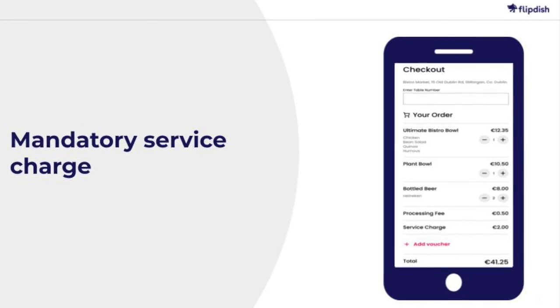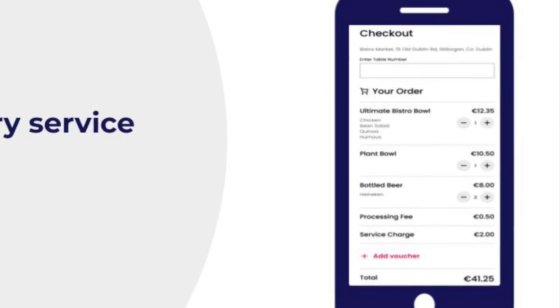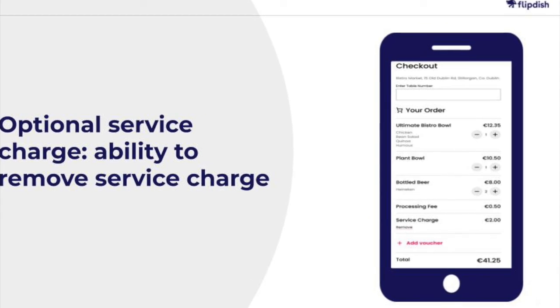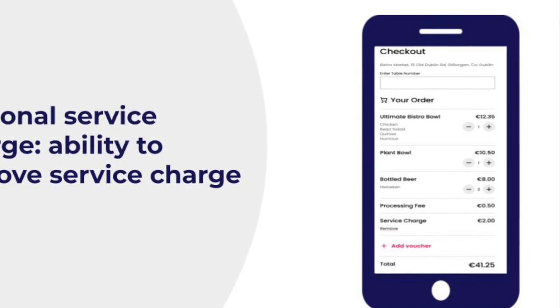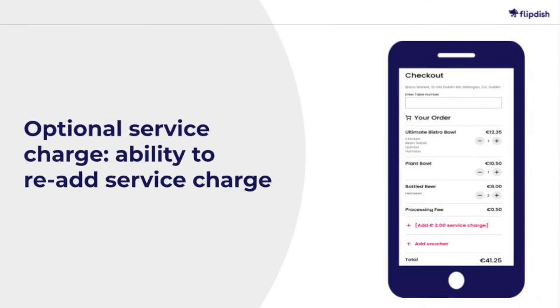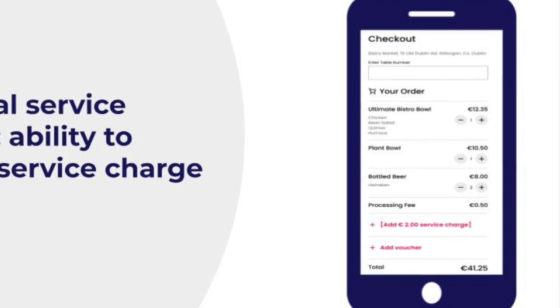Now let's take a look at what your customers will see. This is what the mandatory service charge looks like. This is what the optional service charge looks like when the customer has the ability to remove the service charge. And finally, this is what the optional service charge looks like when the customer has the ability to re-add service charge.